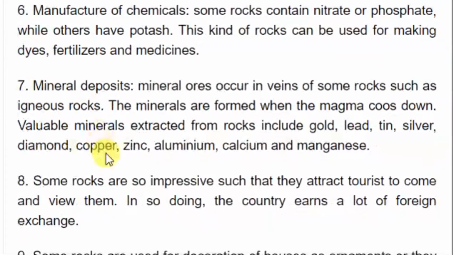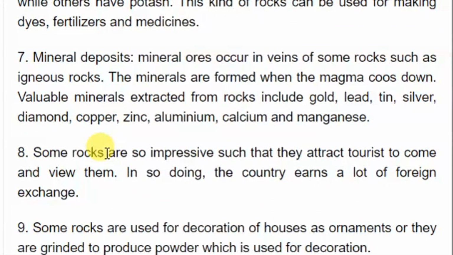Number 7 is mineral deposits. We have mineral ores, different minerals, madini mbalimbali. Zote ni rocks. Tuna diamond, tuna silver, tuna gold, aluminum, zinc, different elements which are used to produce different industrial products. They are coming from rocks.